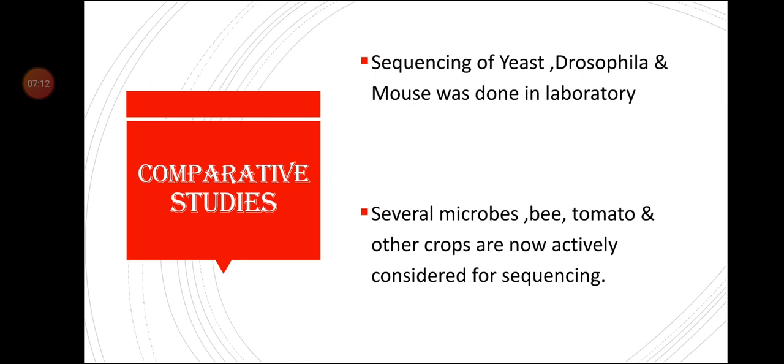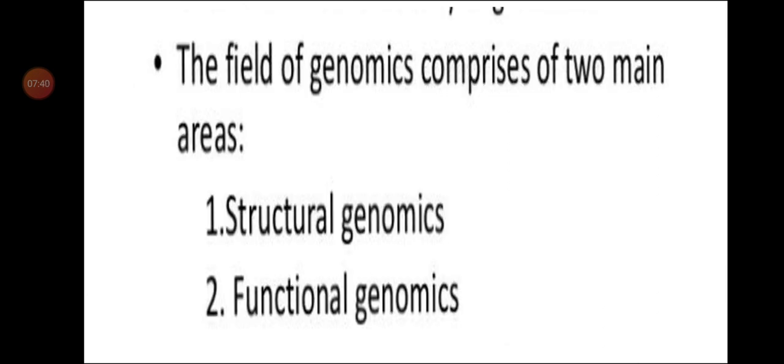Okay, are now either actively sequenced or considered for sequencing. Initially, yeast, Drosophila and mouse were used for sequencing, and this was done in the laboratory. Now, microbes, bee, tomato and other crops are actively used and considered for sequencing. Okay. Now, let us move on to the types of genomics.